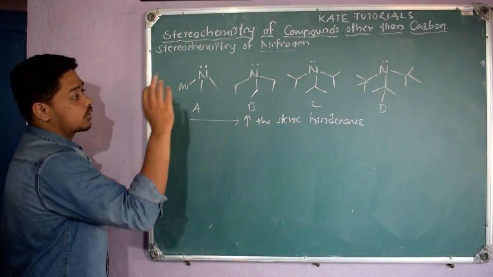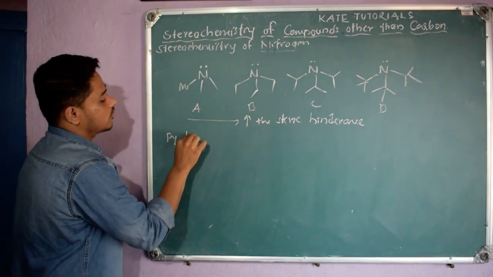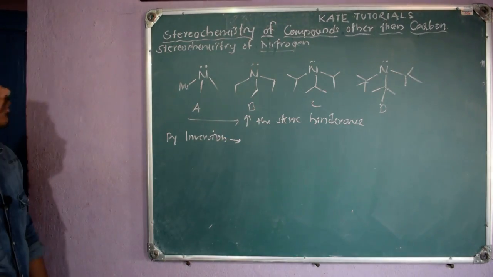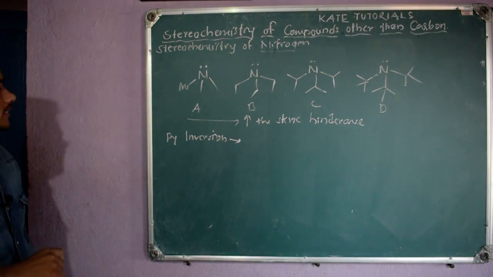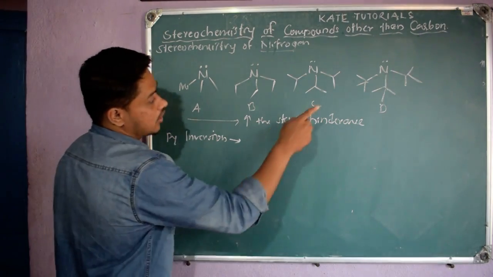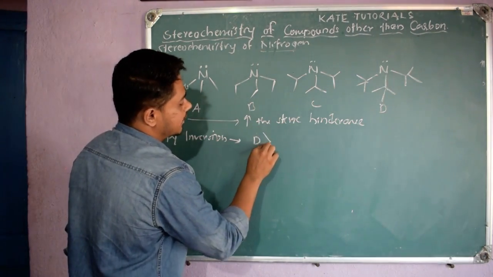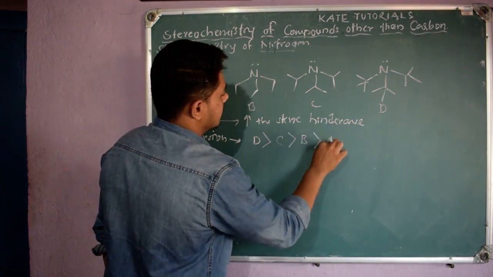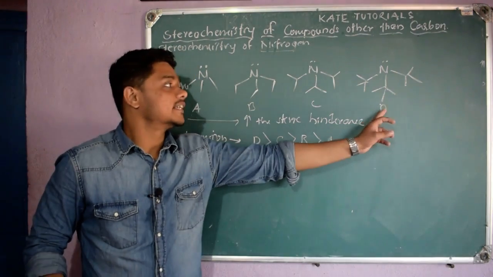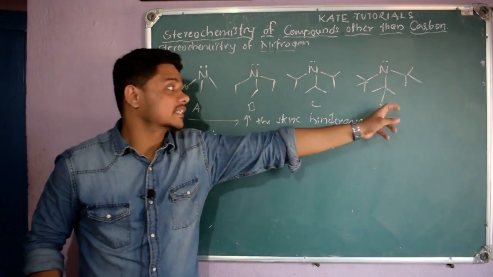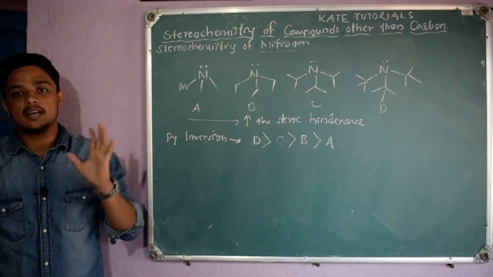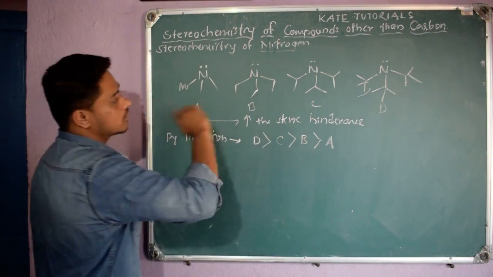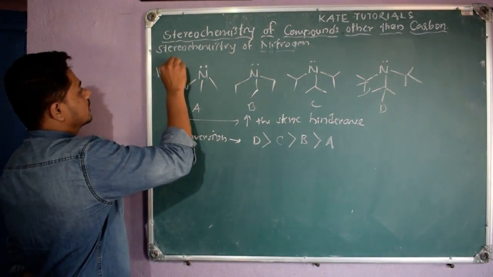Now they are going to study the pyramidal inversion for these compounds. So what they got is, see, pyramidal inversion of D was very much compared to C, then comes B, then comes A. That means this D was going to be inverted very fast compared to this A, and the reason they told, because of steric hindrance, you know, all these have bond angle around 107 degrees, right?